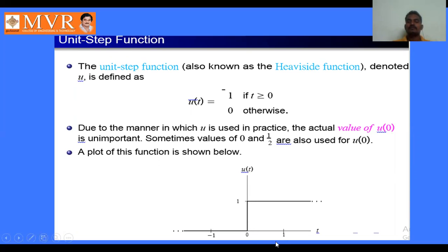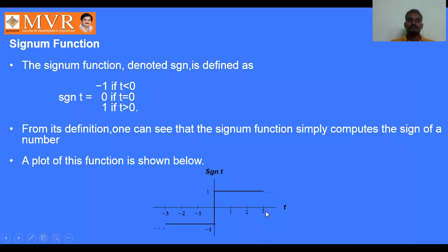So u of t versus t. From minus infinity to 0 its value is 0, and from 0 to infinity its value is 1. So u of t equals 1 for t greater than or equal to 0. This is the graphical representation of the unit step function.